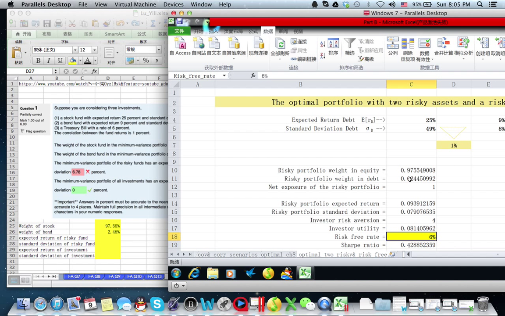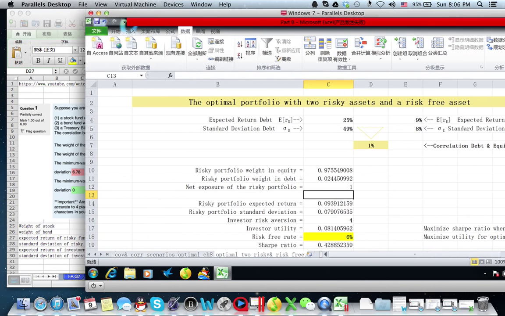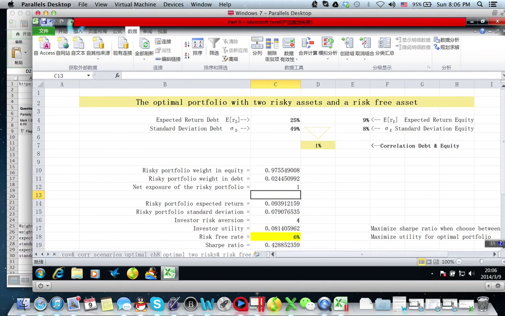Then we need to change the formula. So the risky portfolio weight in debt will be 1 minus the risky portfolio weight in equity. And then we need to make sure the net exposure of the risky portfolio equals the sum of weight of stock and the weight of bond. Then we can use solver to solve this question.